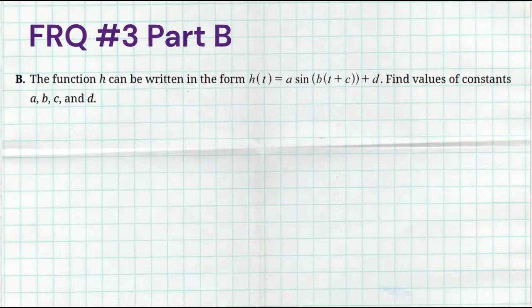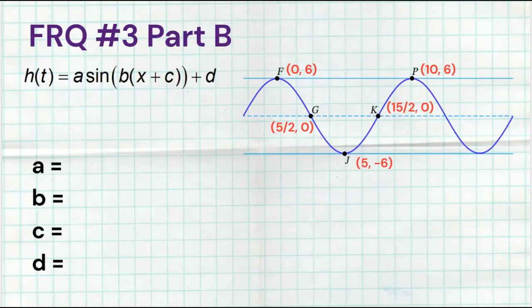All right, now for part B, we want to actually have the sinusoidal function, and this is where you have to pay attention to details. It was a sine function, not cosine, because that could make your answers very, very different. And we want to find the values of A, B, C, and D in that equation. All right, so let's show you two options. I'm going to start at G. Now, because it's a sine function, you have to start at a midline. You cannot start at F, J, or P, because that would be if it was a cosine function.